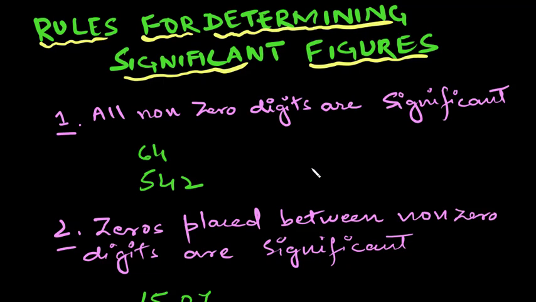Number 1 is all non-zero digits are significant. What does it mean? You can see in these examples, I wrote it in green. Number 1 is 64. There is no zero, so it has 2 significant figures. Second one is 542. According to digits it contains 5, 4, 2. None of these digits are zero, so it has 3 significant figures.